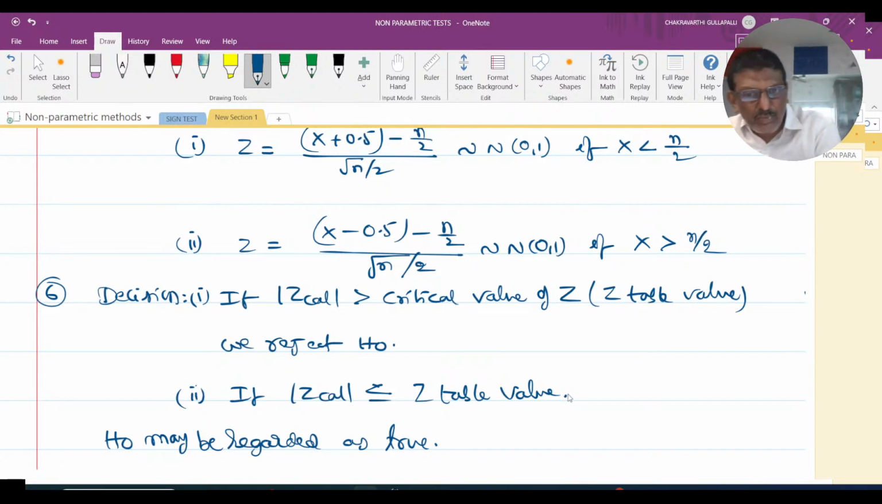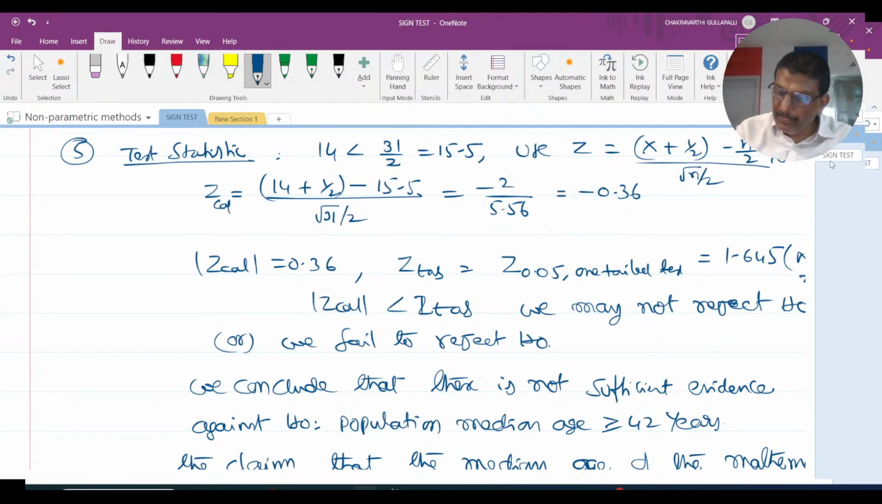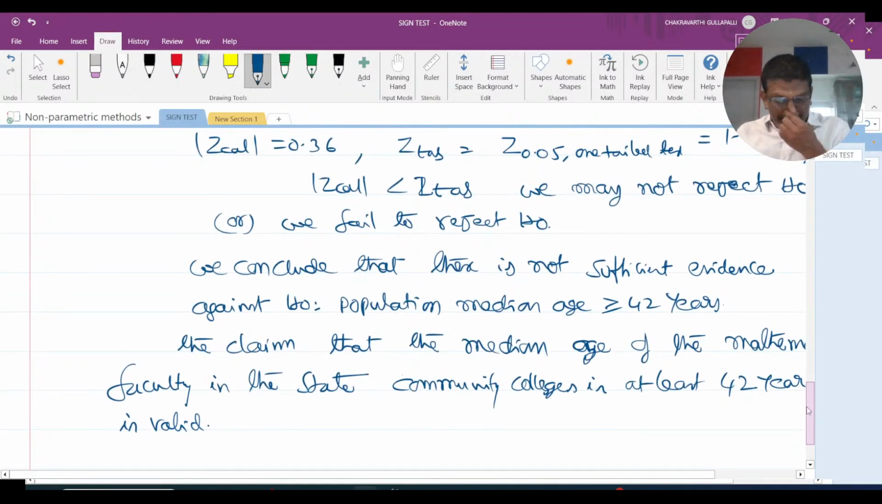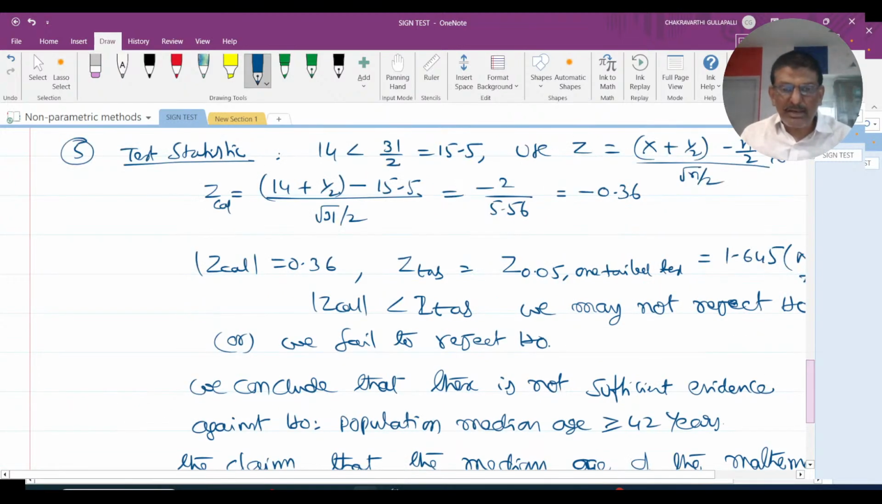So the sign table values are only for the small sample case. This is the large sample case. For the large sample case, use only the normal table values. In the next video, I will explain the small sample case.